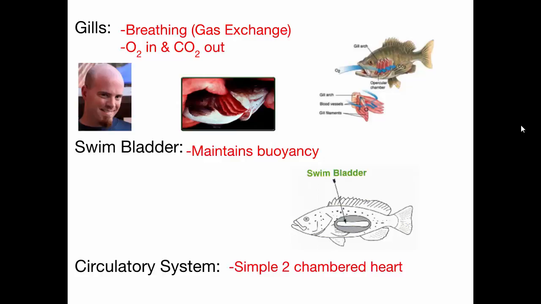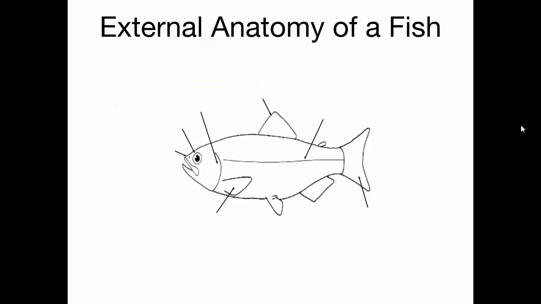All right. Fish have a simple 2-chambered heart. We're going to talk about each of these types of animals and their hearts. Fish have a simple heart. It just has 2 chambers, an atrium to take blood in and a ventricle to pump it out. All right, that's a fish.